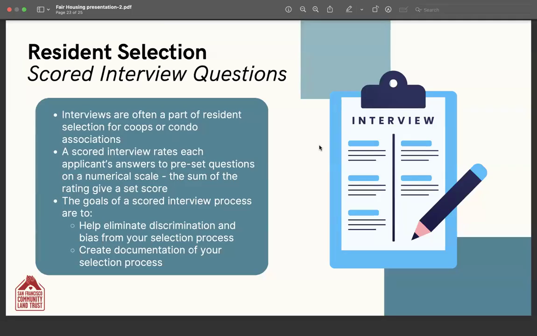And this is an acceptable practice for co-ops and other housing communities in places like San Francisco and Oakland and Berkeley and other places that I've worked. And then finally, a second goal of this process is to create documentation of your selection process to, again, make sure that you're protecting yourself against lawsuits. And also so that you have a record of what's been done in the past, decisions that have been made, and so that you can improve your process in the future.